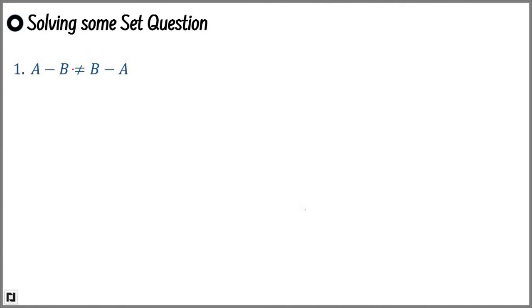Here we are trying to solve some set questions. Our first question is A difference B is not equal to B difference A. We have to prove this. So for proving this, we simply draw a Venn diagram. First we draw a circle and suppose it as A, and then we draw a circle which we suppose as B. So on the left hand side we have A difference B. Here we fill the portion which is represented by A difference B. So our required portion is this.